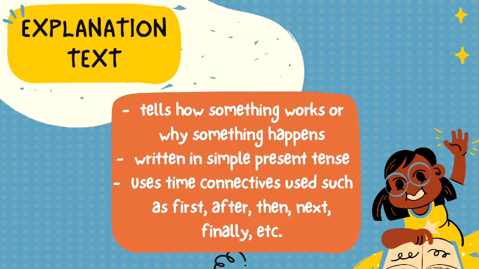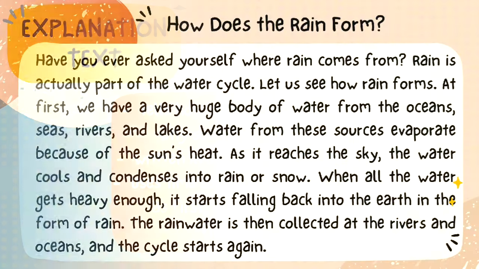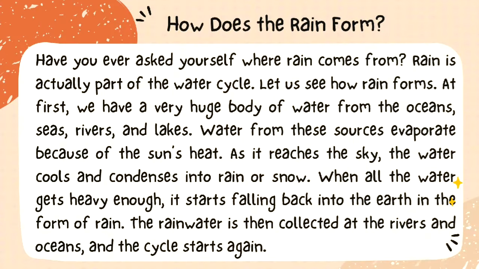Next, we have the explanation text. In this type of text, you will notice that it tells how something works or why something happens. It is usually written in simple present tense. It also uses time connectives such as first, after, then, next, finally, and others. Example of explanation text. Let us read.